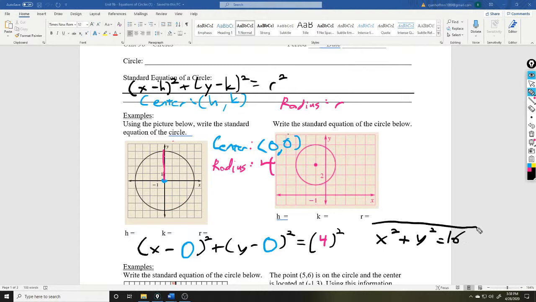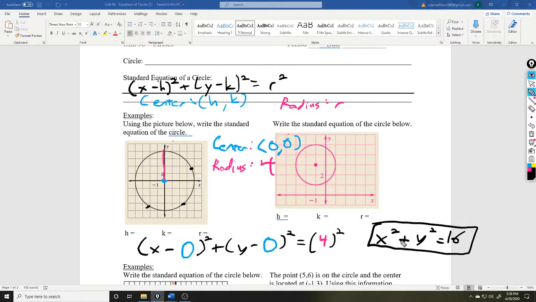So here's our final answer. X squared plus y squared equals 16. That's the equation of this circle. So any point that's on this circle, this point, this point, this point, if I get its x and y coordinates and I put it into this equation, this left side is going to come out to be 16 every time.